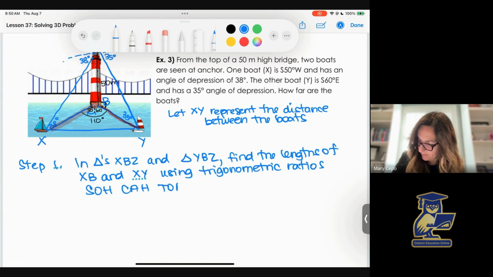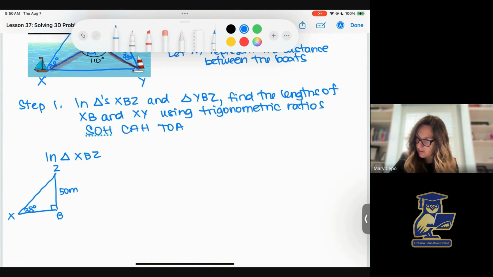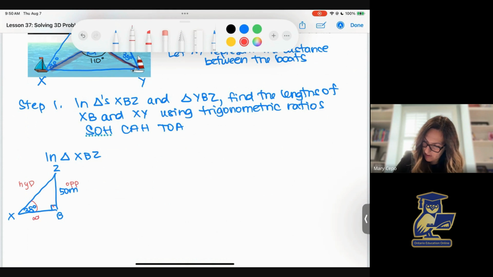Okay, let's start with the first triangle. So in triangle XBZ, I'm going to draw that out for myself. We know this is 50 meters. We know this is 38 degrees. We know it should be perpendicular. So it'd be X, B, and Z. Okay, so labeling everything we have. Across from the 90 is my hypotenuse. There's my acute angle across, and this is my adjacent.